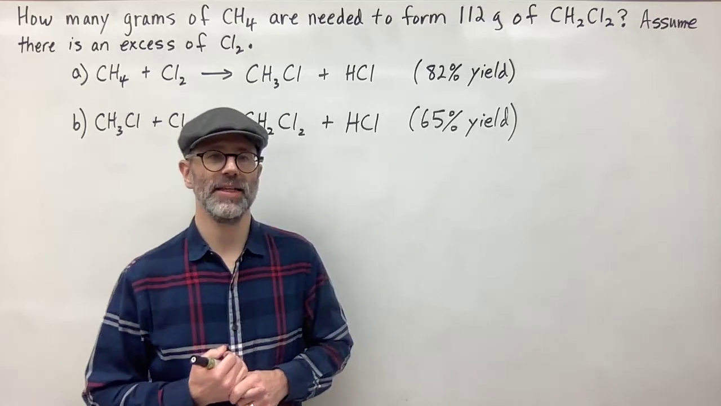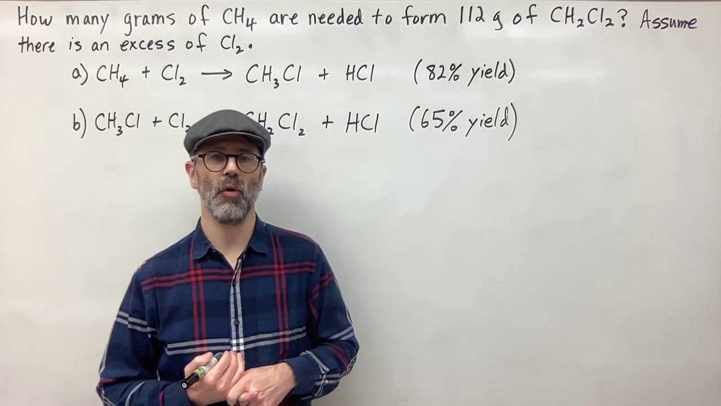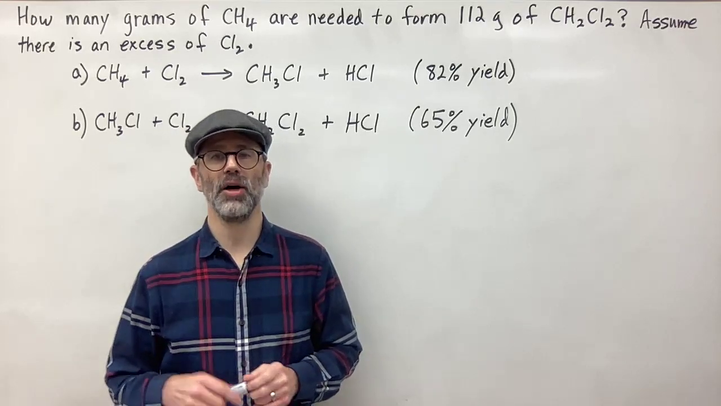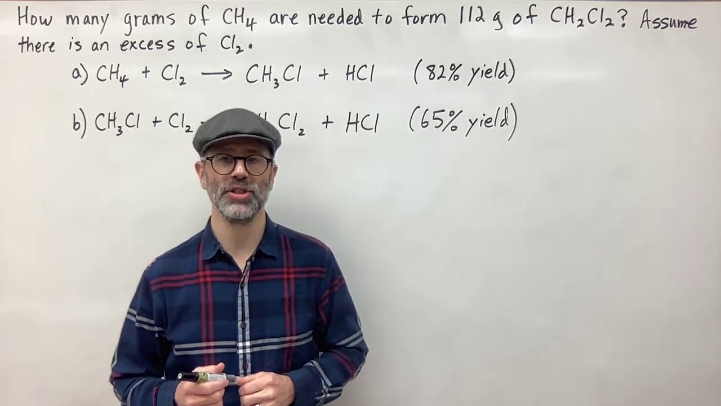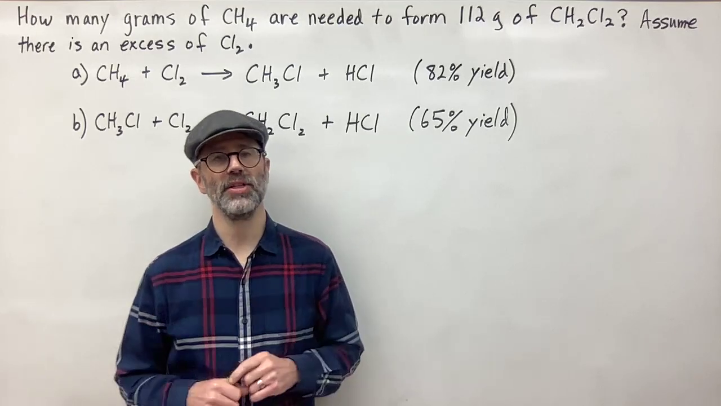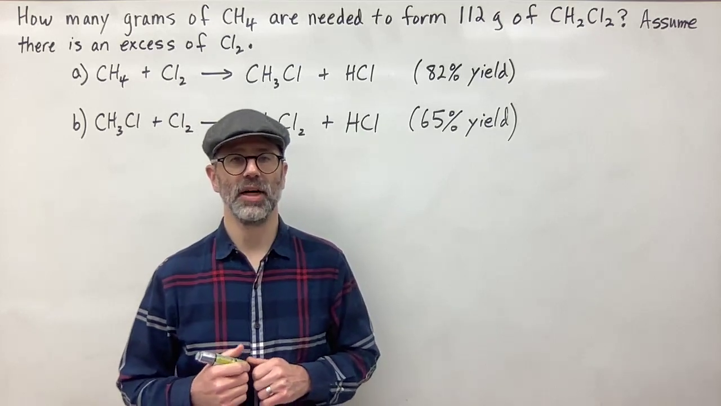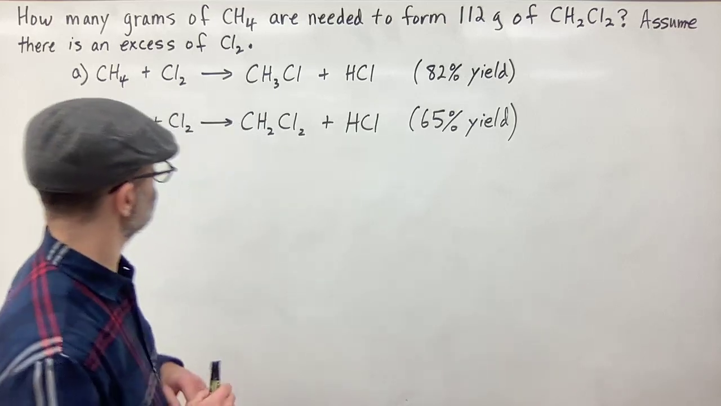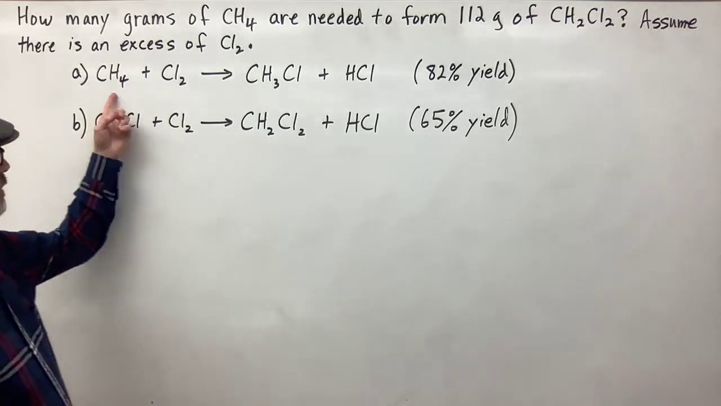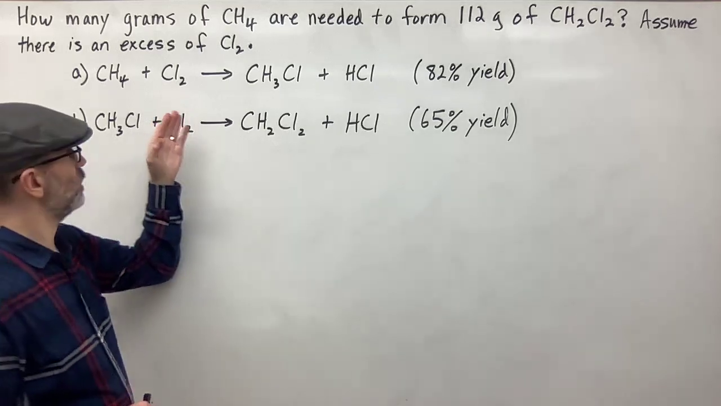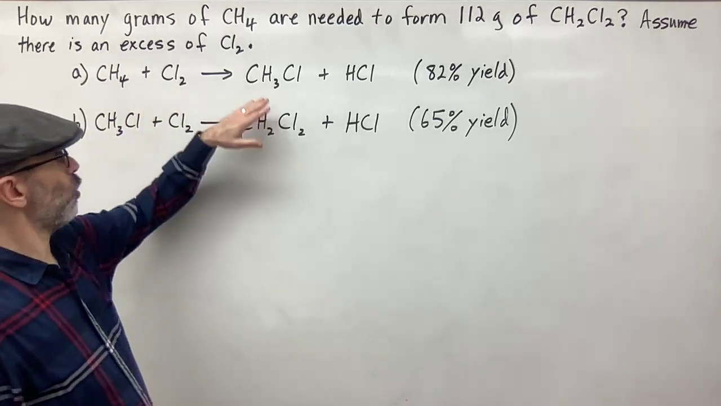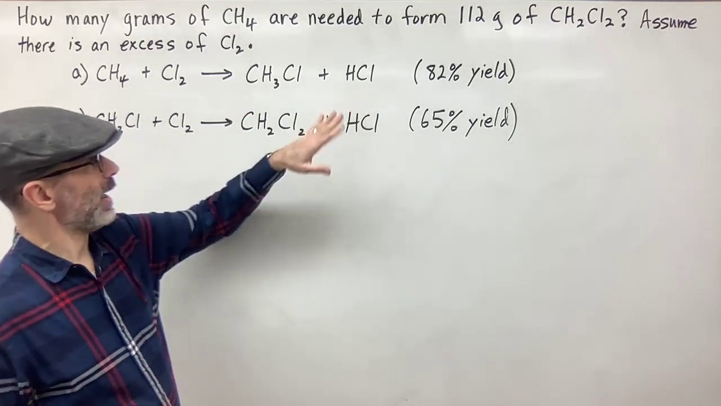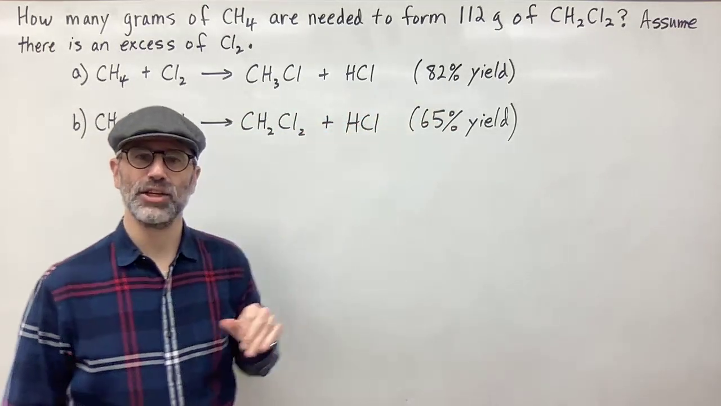So in this problem, we're asked how many grams of CH4, methane, are needed to form 112 grams of the CH2Cl2. Assume there is an excess amount of the Cl2, the chlorine. And they give us these two equations. So equation A, we have methane that reacts with chlorine to form your chloromethane plus HCl. And we're told that this reaction has an 82% yield.